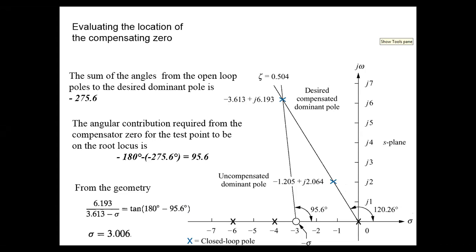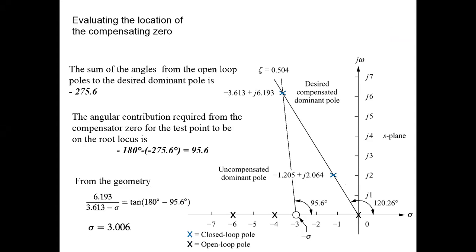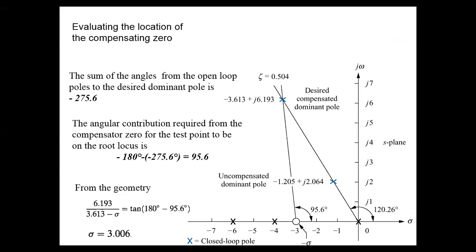Hence, the angular contribution required from the compensator zero for the test point to be on the root locus will be plus 275.6 degrees minus 180 degrees, that is 95.6 degrees. The geometry is shown in this figure.